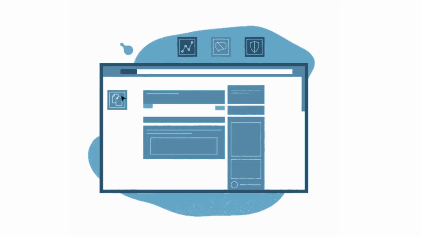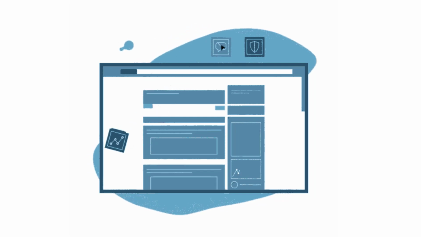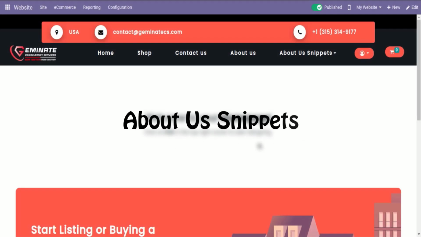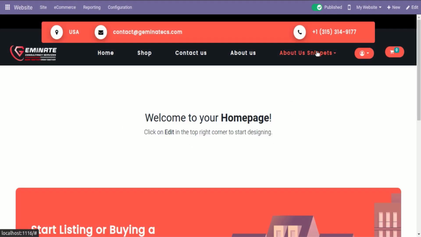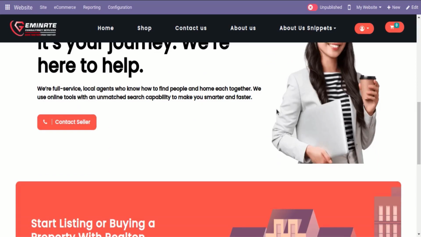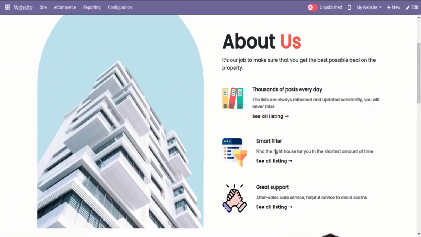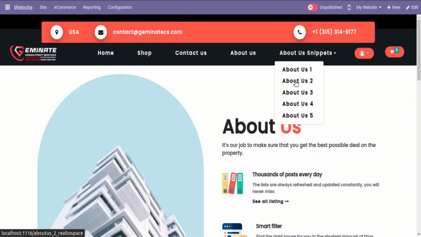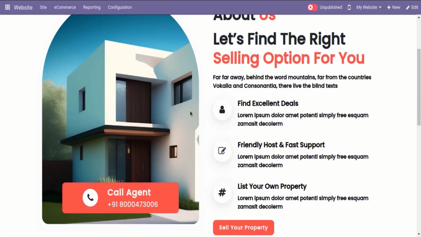Let's start how to design About Us and Client sections by using Snippet tools. Let's take a look at About Us 1 Snippet's attractive design. Let's go to the next snippet of the About Us. Let's take a look at About Us 2 Snippet's attractive design.